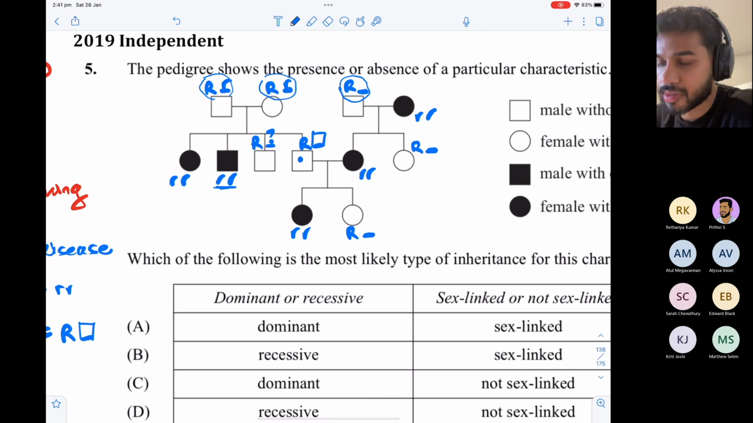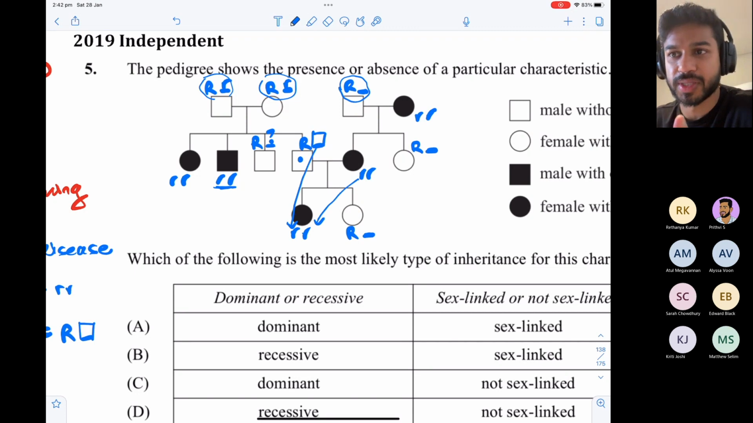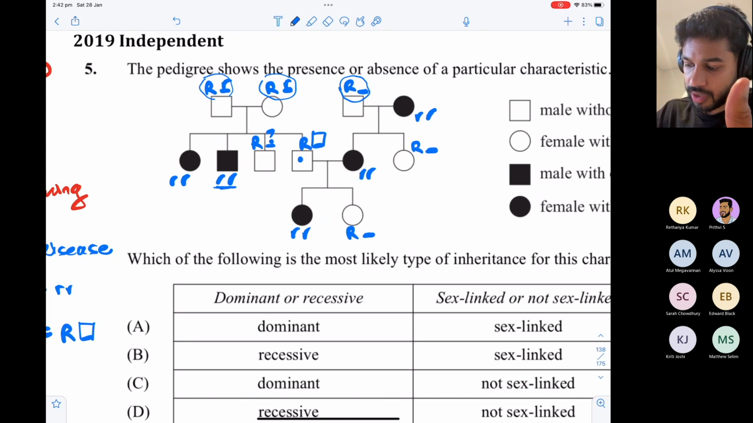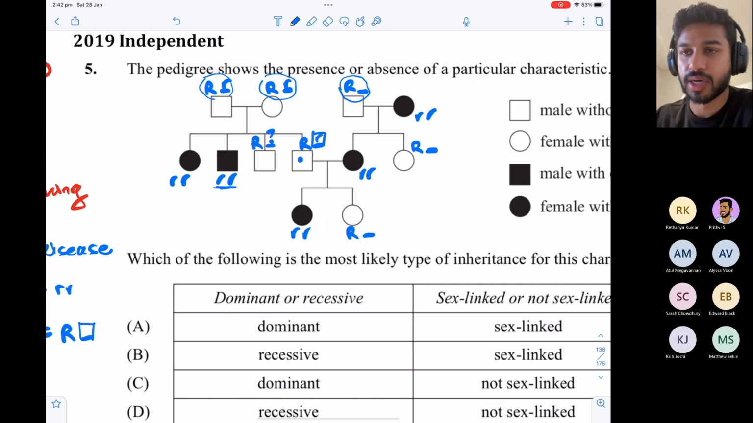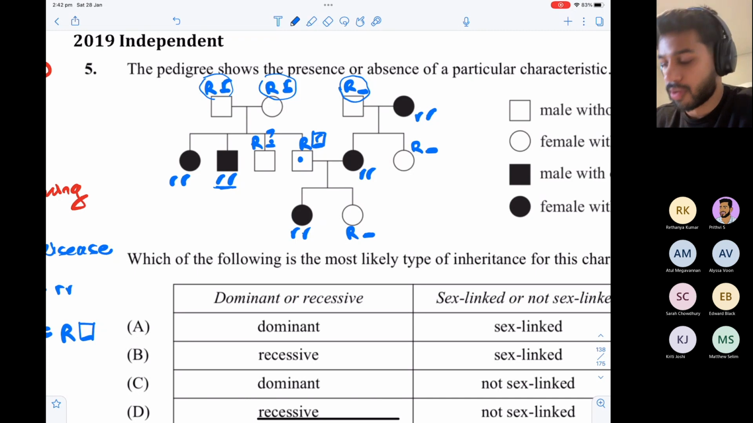What's in this box? I'll go to Matthew. It has to be little r because its offspring is affected. Good, right? So you can see an offspring that's affected. So obviously 1 little r came from 1 parent, the other allele came from another parent. Very good. Good job, right? So now this box must be a little r. Good. What about this box here?